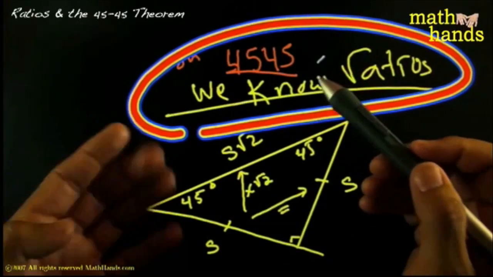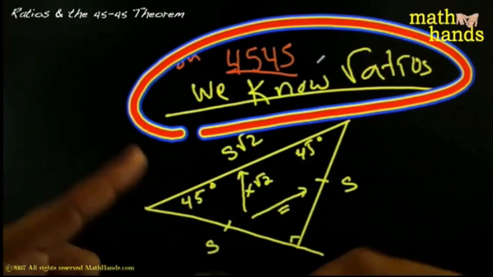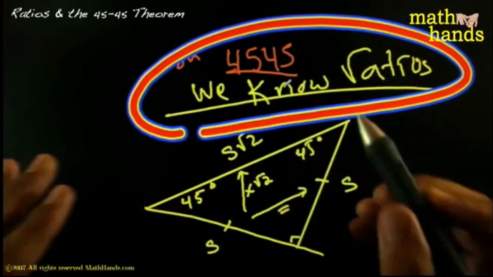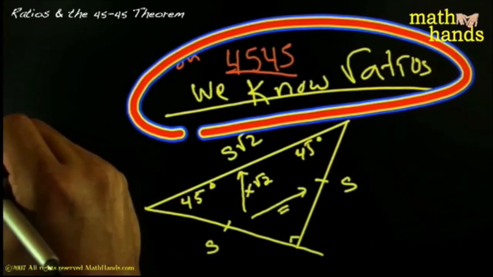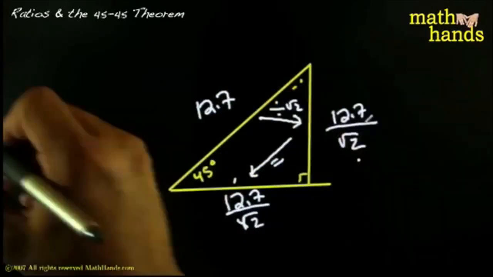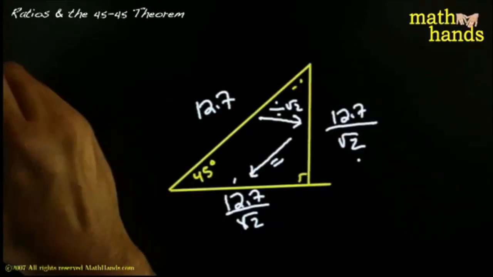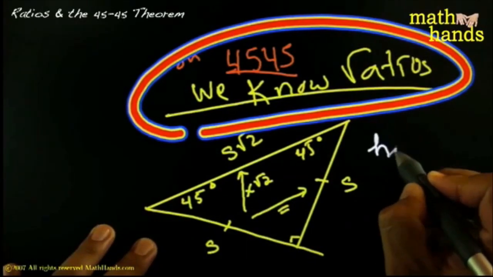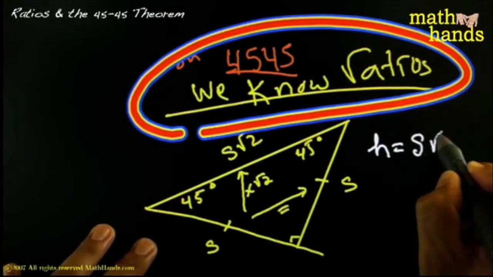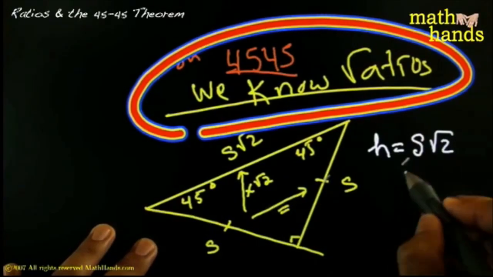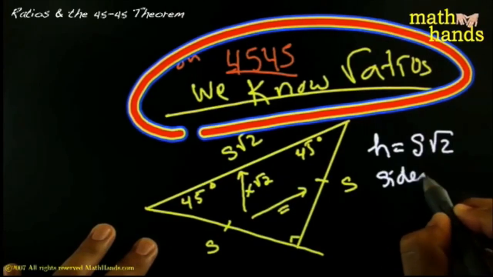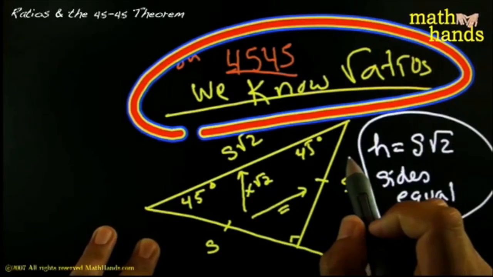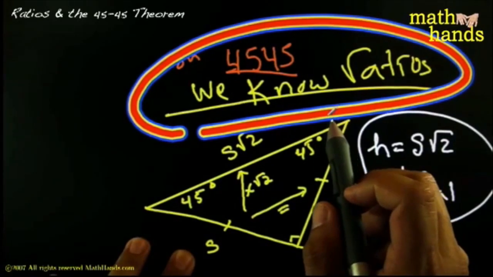If we know the ratios, all we need is one side. If one side is known, the ratios will give you the other two sides. And it just so happens for the 45-45 triangles, we also know the ratios. The ratios are, as stated here, I could put it right here. The ratios are the hypotenuse is equal to the side times the square root of 2. And the other two sides are equal. Okay? Sides are equal. There's sides that are not the hypotenuse. Oh, this is too easy.